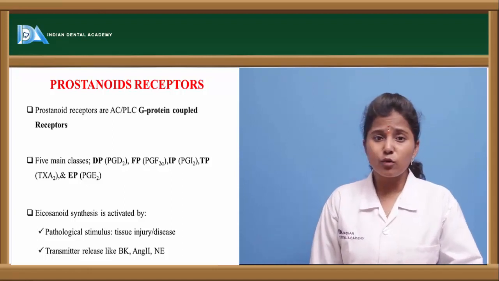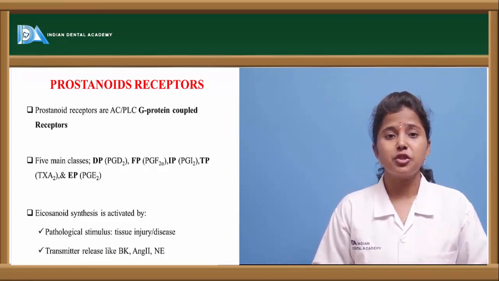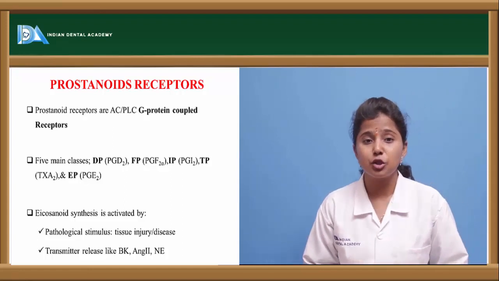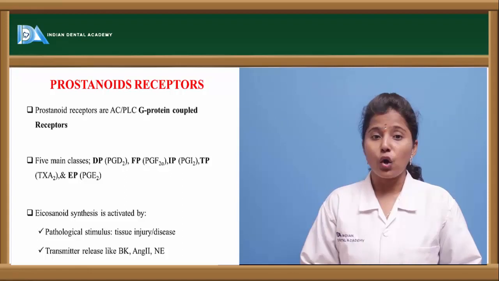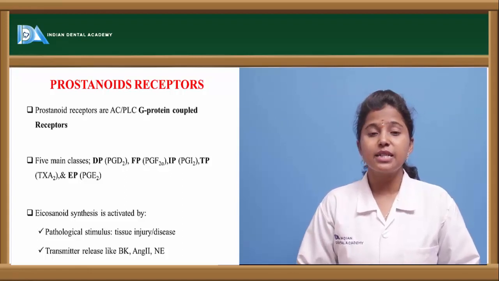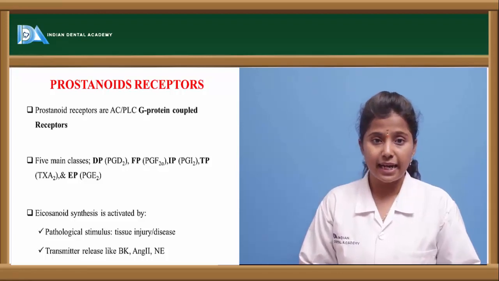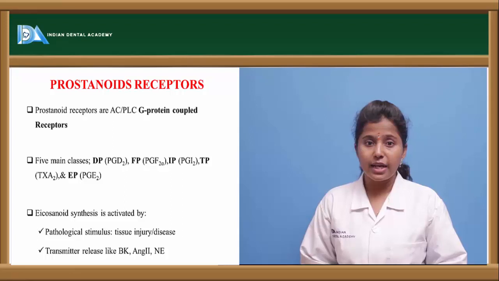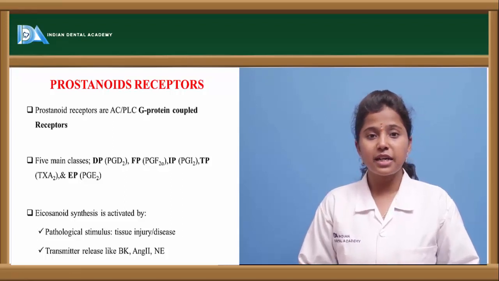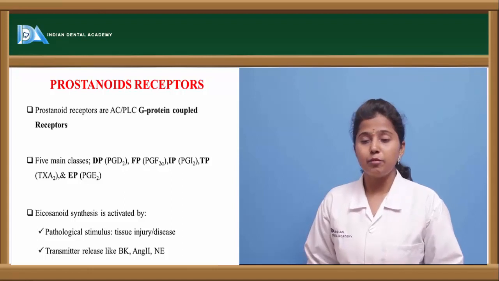And the synthesis of these eicosanoids or prostanoids is done mainly on tissue damage. Where there is any tissue damage, these prostaglandins are synthesized in the body, or they are even synthesized when there is a transmitter release like bradykinin. These are the allergens which are released in the body, and when these transmitters are released, these prostanoids are also released in addition in the body.